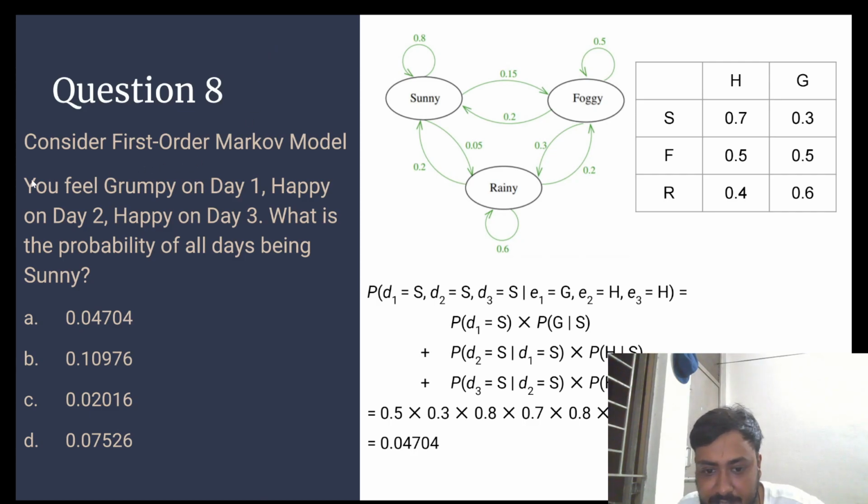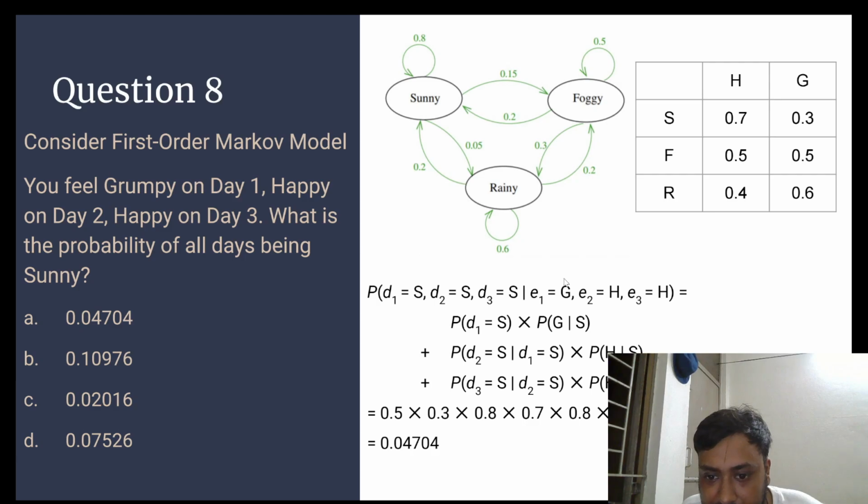So this is slightly easier. You feel grumpy on day 1, happy on day 2, happy on day 3. So they are saying that you are having these emotions. Day 1 is grumpy, day 2 is happy, day 3 is also happy. What is the probability that all the days were sunny?